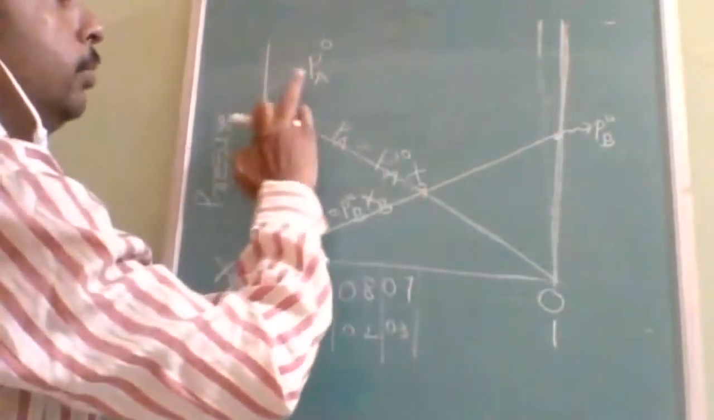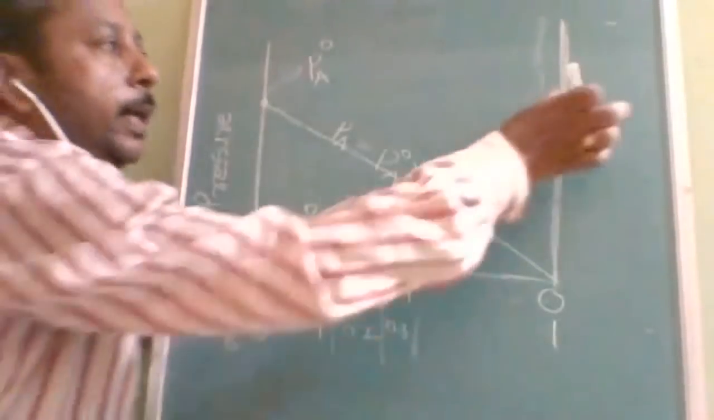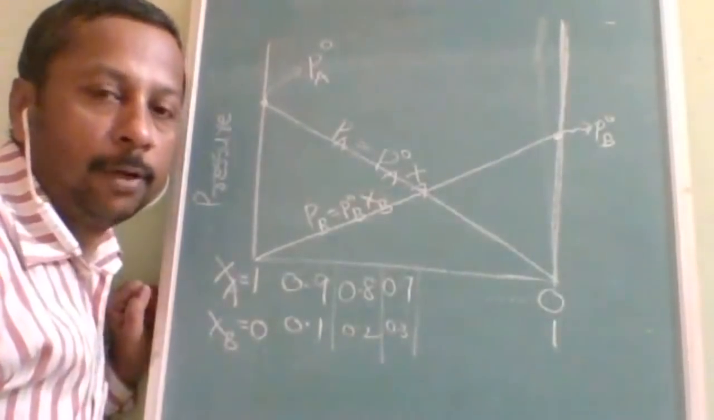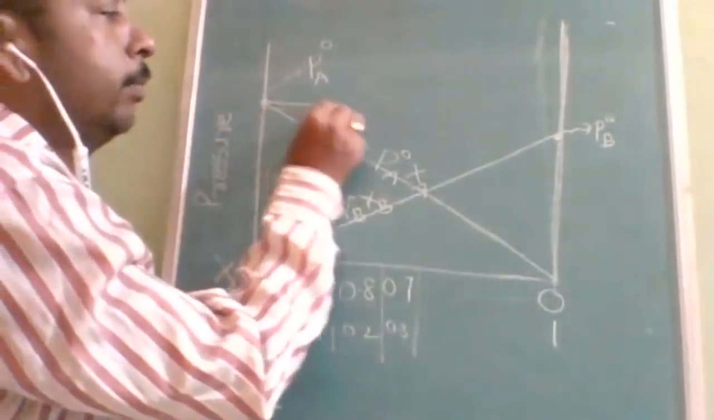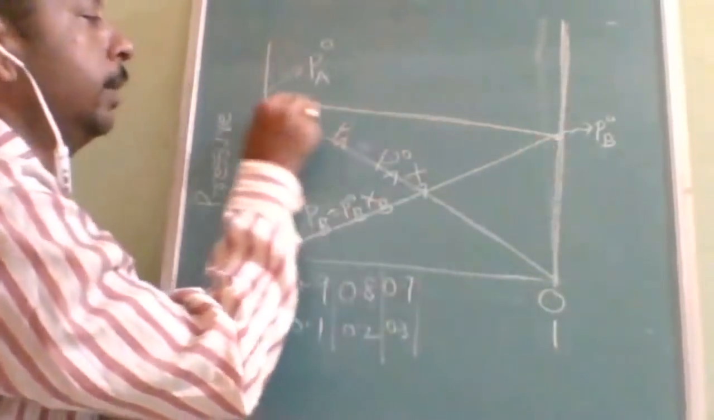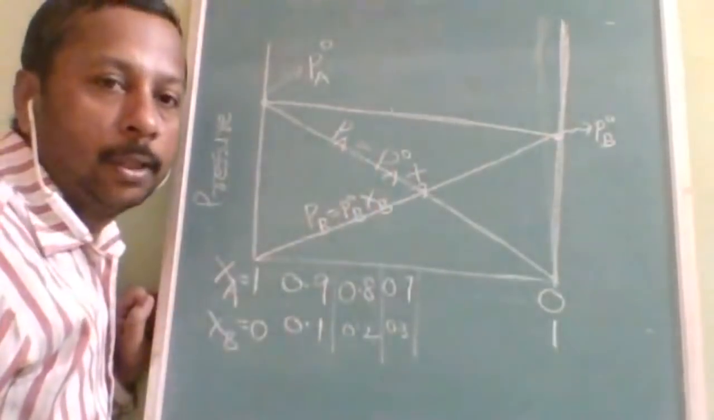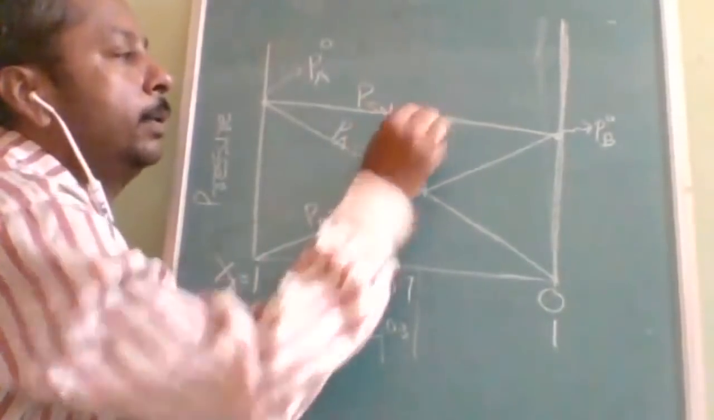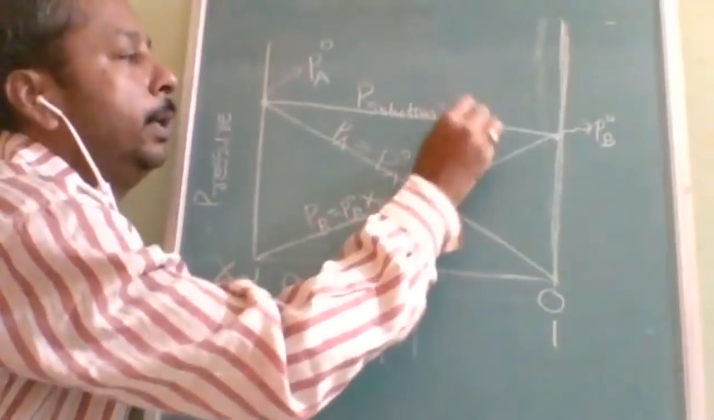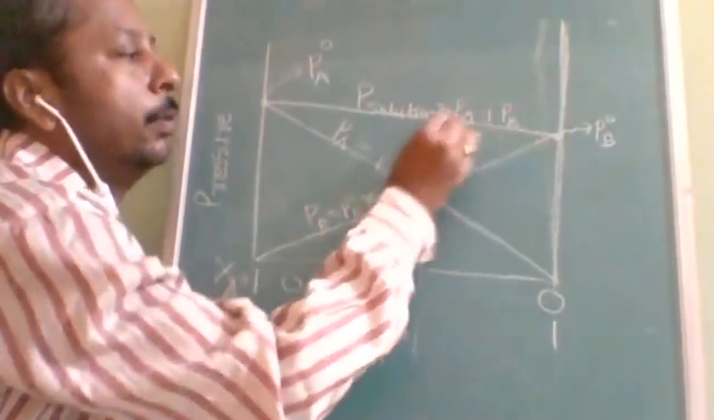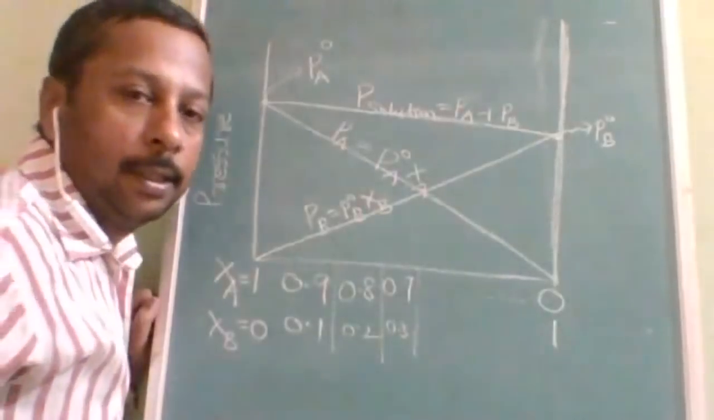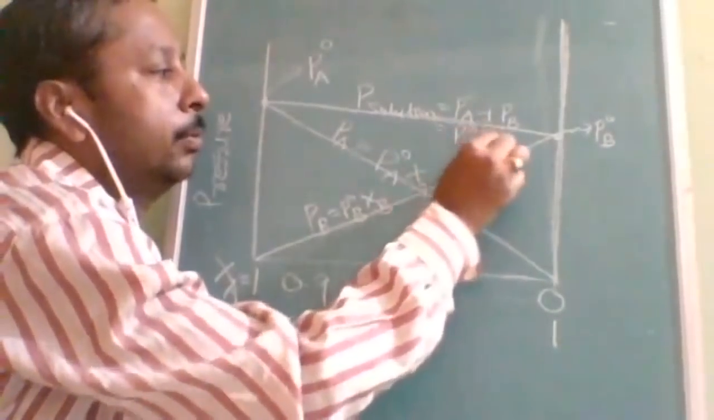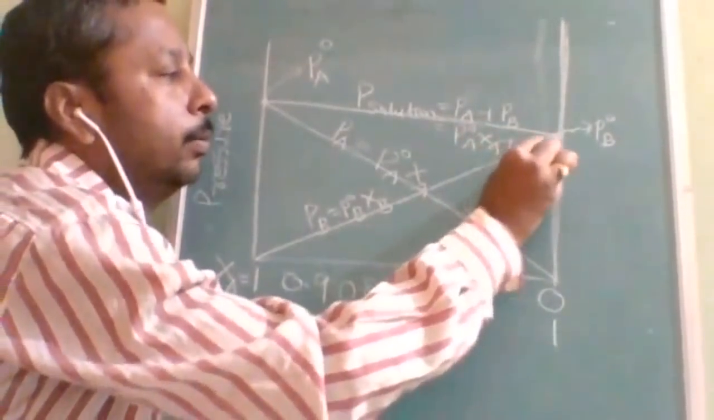Now, when I mix both of them, when two compounds are combined, then it will form a solution. So I am combining both of them. So this line stands for what? Complete solution. P solution is equal to PA plus PB. So this is the second form of Raoult's law. It can be written as P naught A into XA plus P naught B into XB.